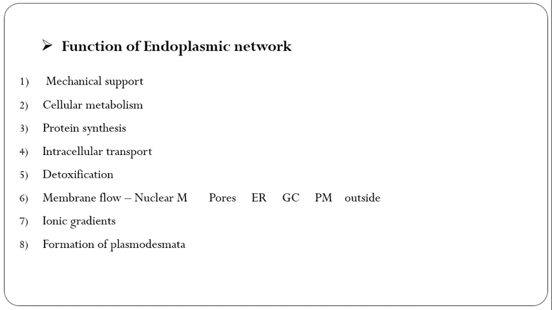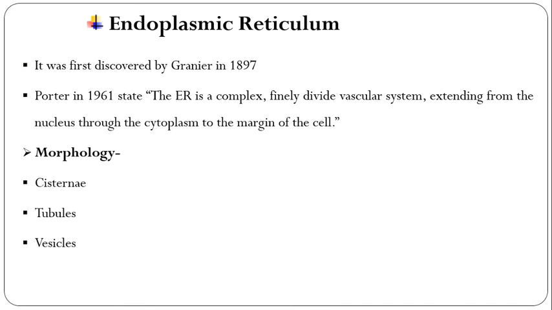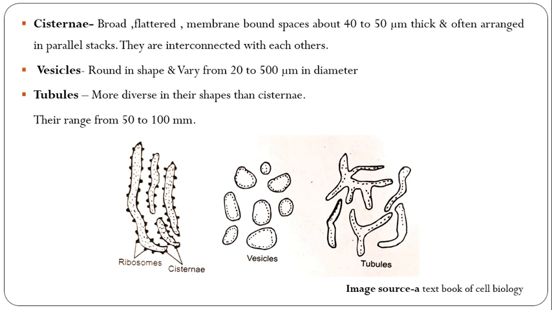Once again, we revise the endoplasmic reticulum. What is the endoplasmic reticulum? It is a complex and finely divided vacuolar system extending from the nucleus through the cytoplasm to the margin of the cells. Then its morphology: cisternae, tubules, and vesicles. Cisternae are broad, flattened membrane bound spaces about 40 to 50 nanometers thick and often arranged in parallel stacks. They are interconnected with each other.